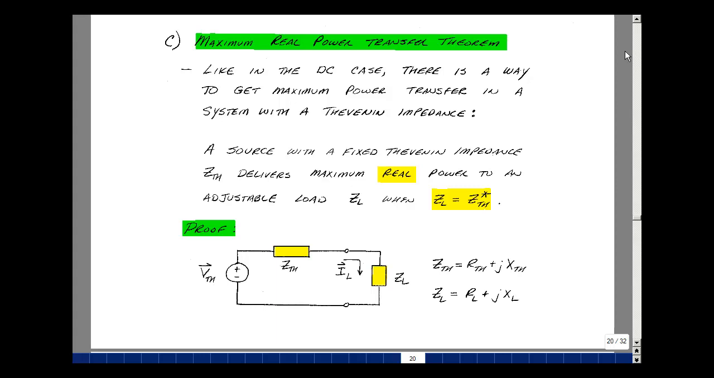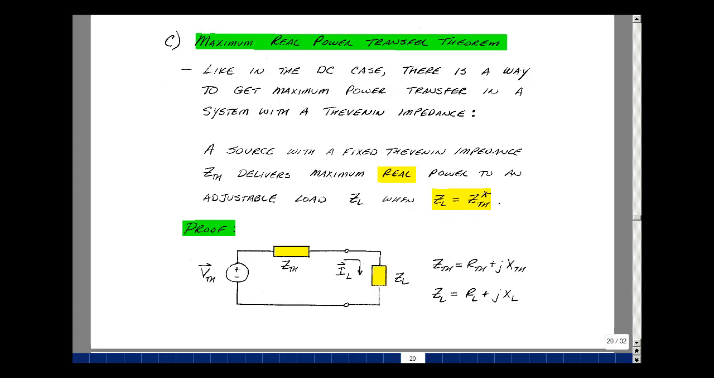Also in ECE201, when we're looking at DC circuits, we found that there was a way to maximize power transfer when you had a Thevenin resistance. There's a similar theorem for AC circuits, stated as follows. A source with a fixed Thevenin impedance, Z Thevenin, delivers maximum real power to an adjustable load, Z sub L, when that load is the complex conjugate of the Thevenin impedance.